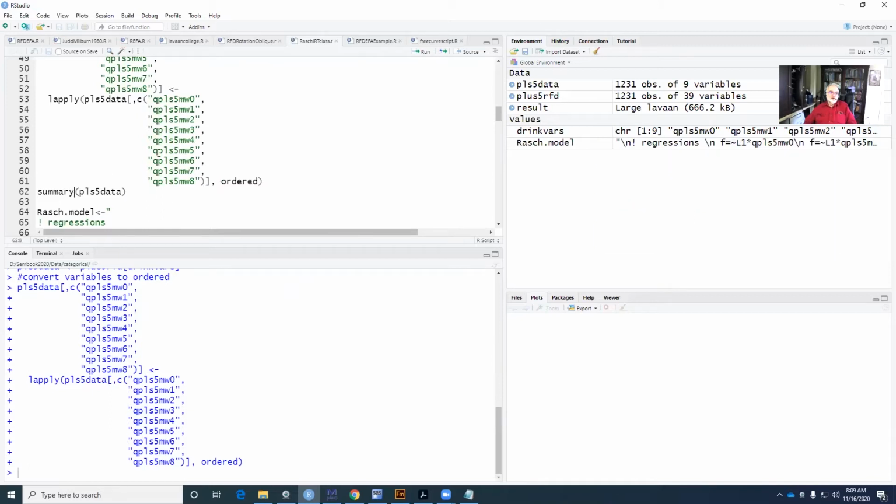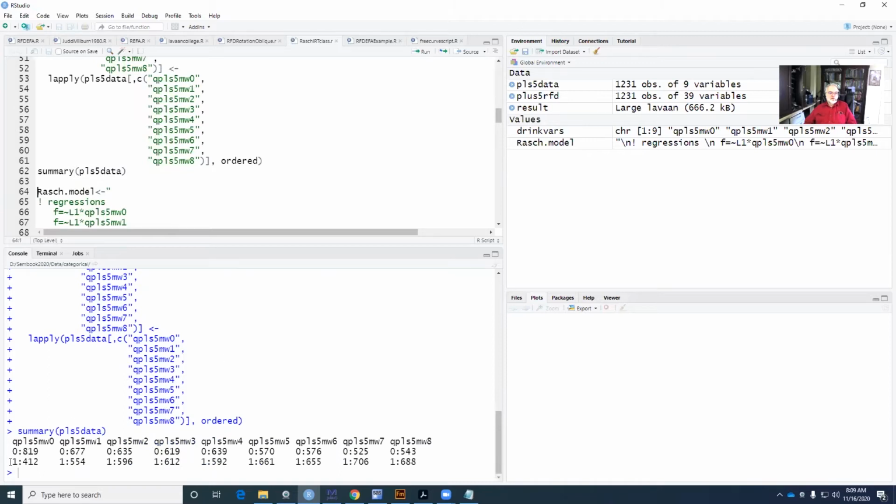And I can then take a look at the summary data. I think it's a fairly good idea to always go in and check that against your raw data set. So I've got 819 zeros and 412 ones, for example, at wave 0, and I've got 543 zeros and 688 ones at wave 8.